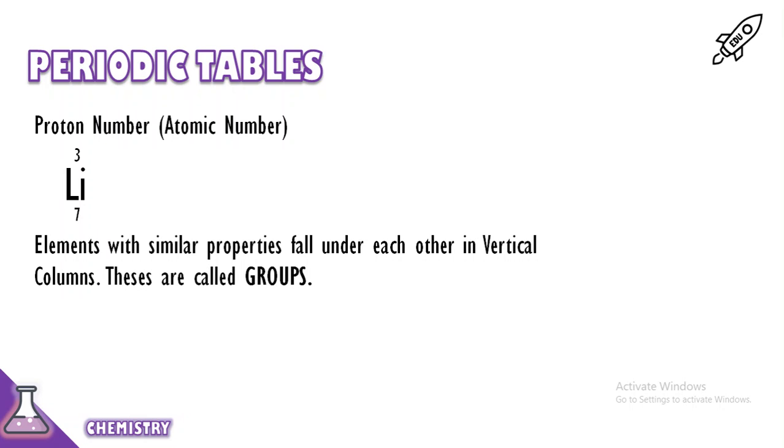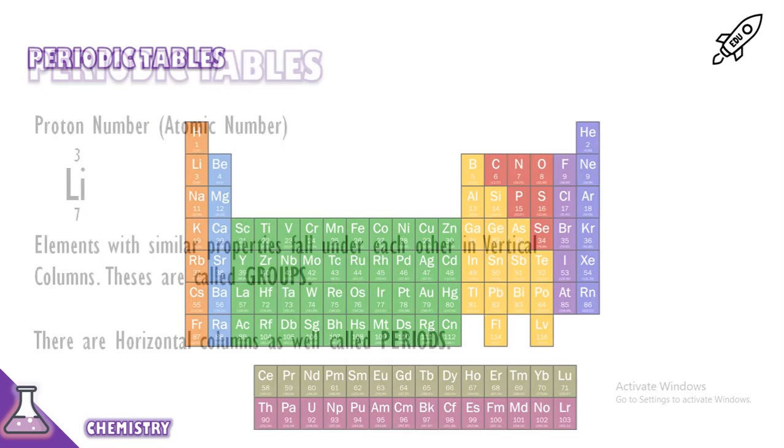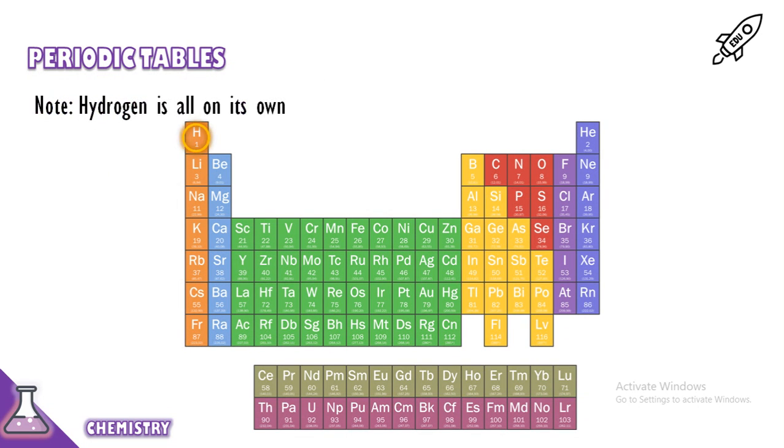So let's now talk about the other direction. There are horizontal rows as well. We call the horizontal rows periods. So you have groups and periods, and you will notice that hydrogen is all on its own.